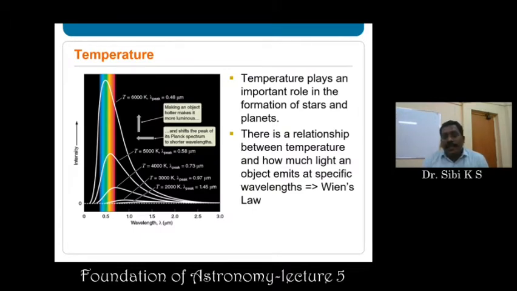Now this can give an idea about the temperature of the star. Temperature plays an important role in the formation of stars and planets. There is a relationship between temperature and how much light an object emits at a specific wavelength called Wien's law. We have a video about Wien's law.